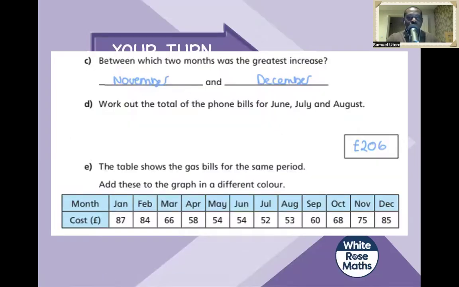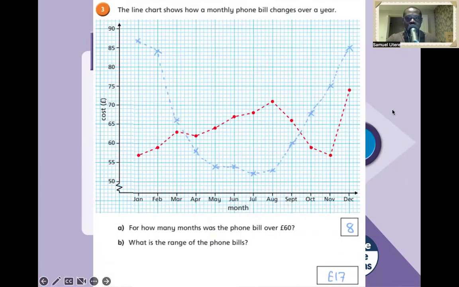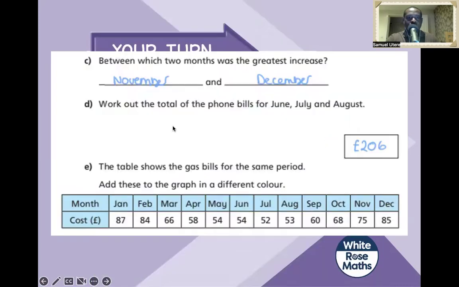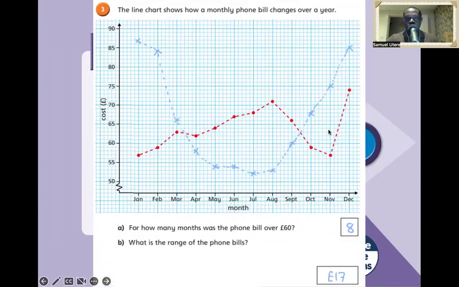Next, you're asked, between which 2 months was the greatest increase? It's November and December. So you can see November here. You can see a big jump all the way there. Work out the total of the phone bills for June, July, and August. So you pick the phone bills for June, July, and August, and you add the numbers. How do you do that? You go for June, you read there, go horizontally to the vertical axis to read the number. Then you go for the other months, you pick out the numbers, and then you add them up.